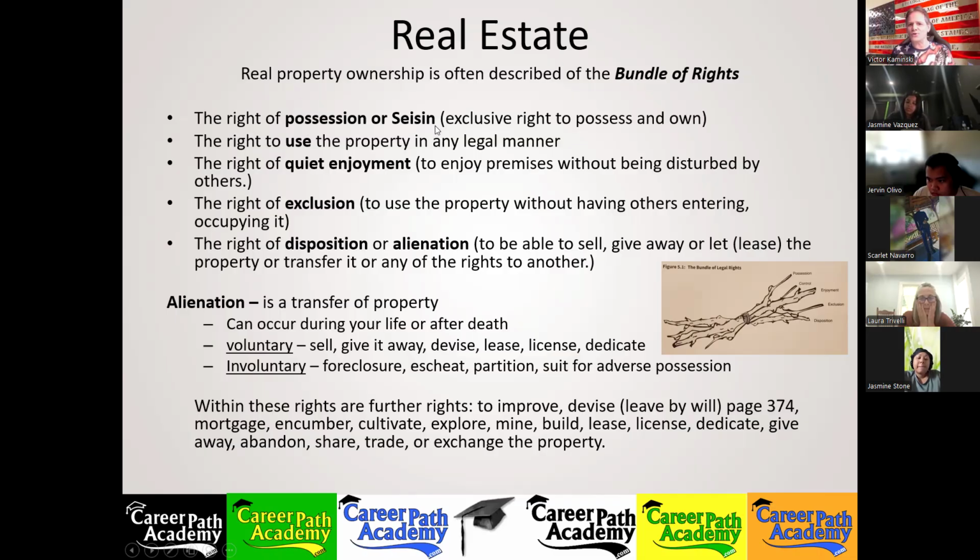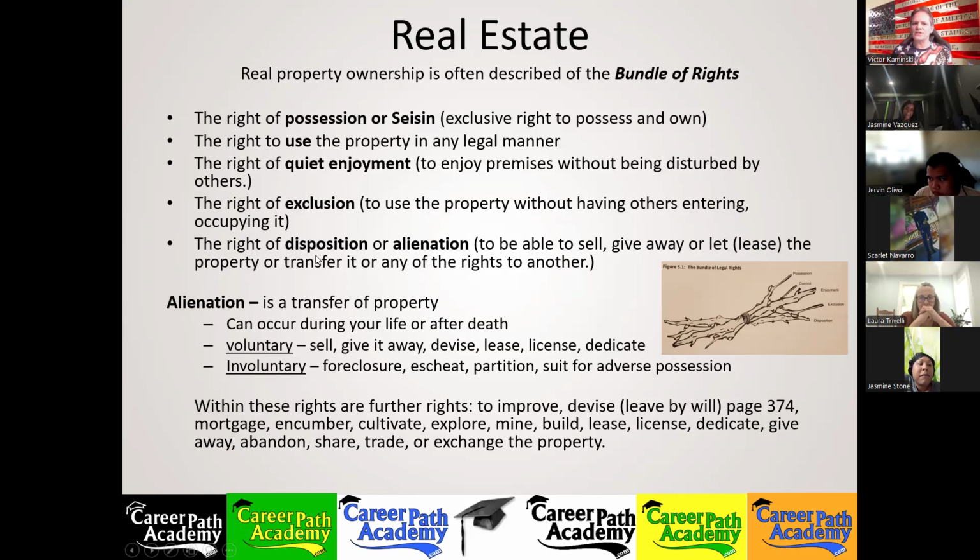The possession, or seisin, that is, you are seized of the land, you are in control of the land, you're in possession of it, it is your property. The right to use the property in any legal manner. The right of quiet enjoyment. That means to enjoy the premises without being disturbed by others. The right of exclusion. That's the right to keep others off of your property and not come onto it.